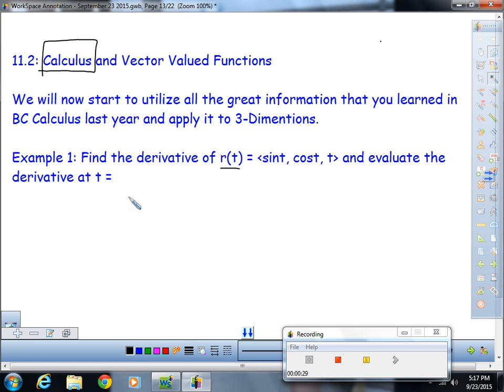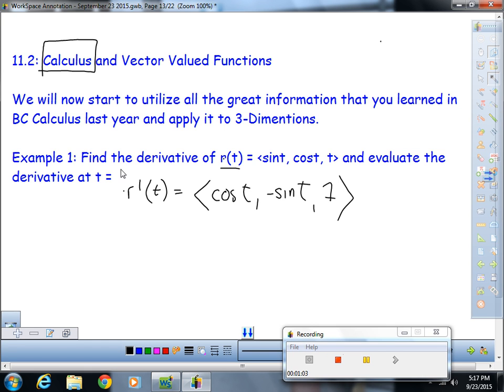Okay, so it's real simple. You just take the derivative of each part. So the derivative of sine is positive cosine. The derivative of cosine is negative sine. And the derivative of t is 1. Okay, so that is our derivative function. Sometimes they will refer to that as the velocity function. If this is our position function, the derivative is our velocity function.